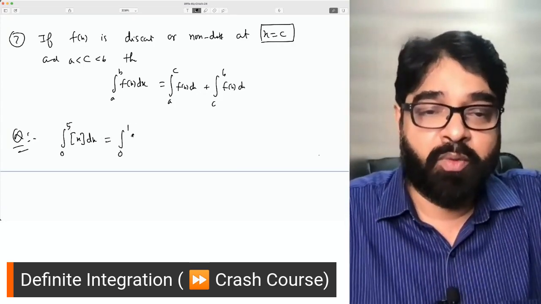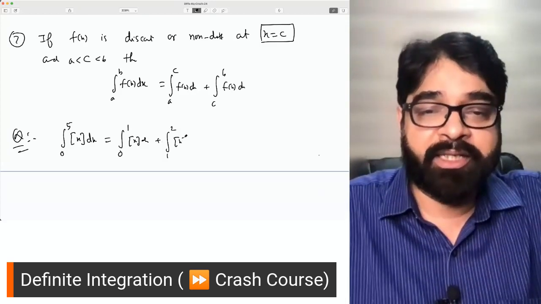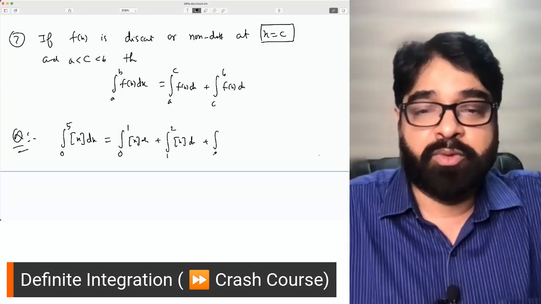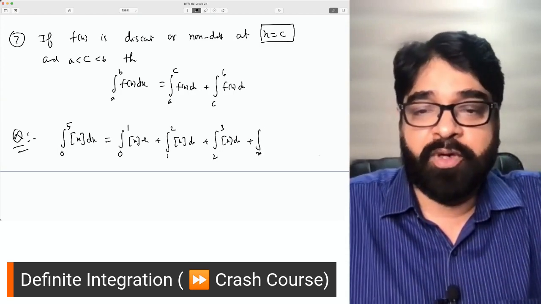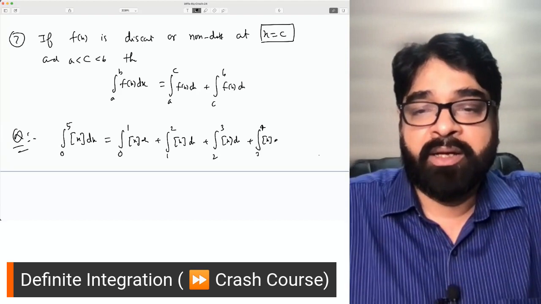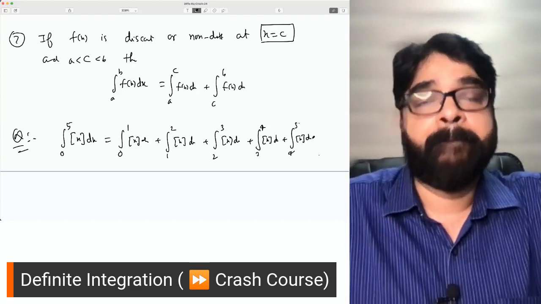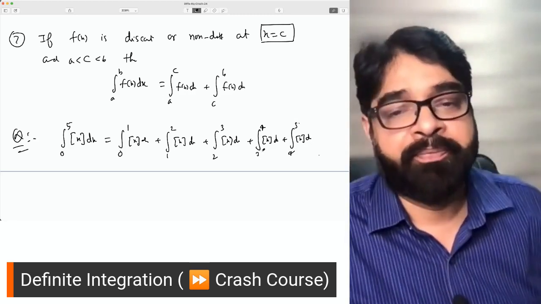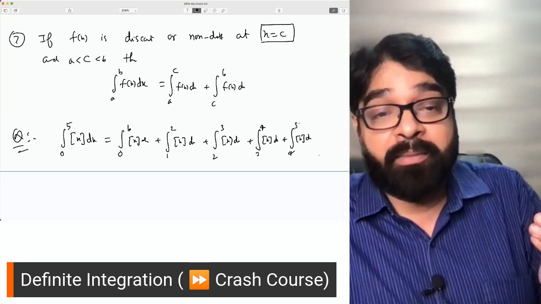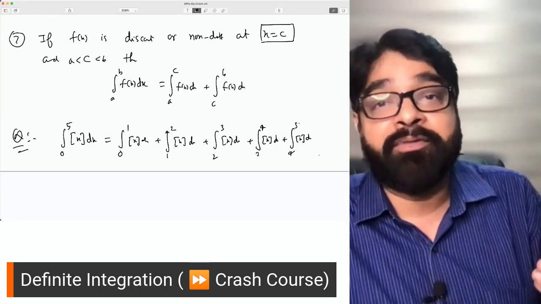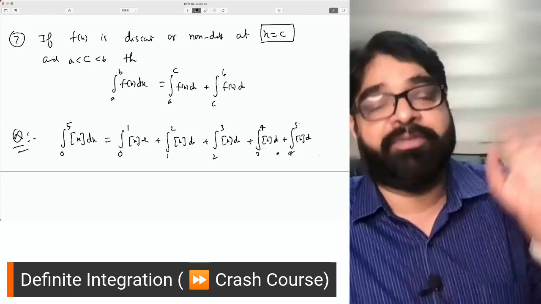We have to do 0 to 1 [x] dx plus 1 to 2 [x] dx plus 2 to 3 [x] dx plus 3 to 4 [x] dx plus 4 to 5 [x] dx. Did you understand? 0 to 1 means I terminated before 1. Here I am starting after 1. 1 is gone, 2 is gone, 3 is gone, 4 is gone, 5 is gone.